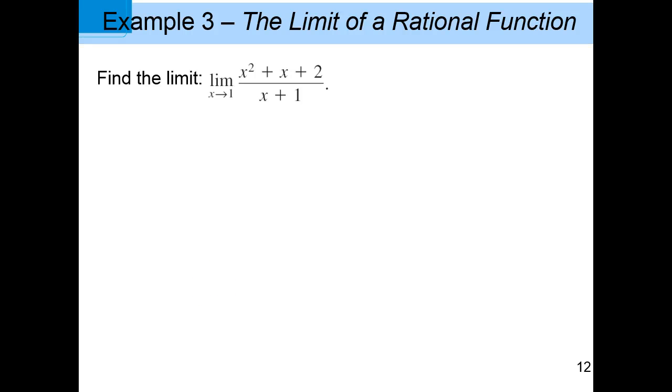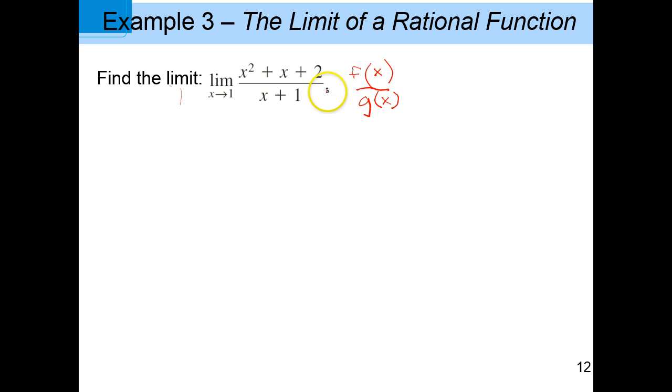Alright, here's another example for finding a limit of a rational type of function. What we're going to do here is look at the limit of x squared plus x plus 2 divided by x plus 1 as x approaches 1. So here we have a function. This is really two functions. We have an f of x function in the numerator, and in the denominator we have another function we can call g of x.